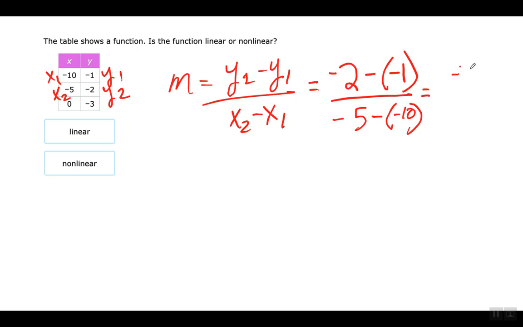Those two negatives become a positive. Los dos negativos se cambian a un positivo.